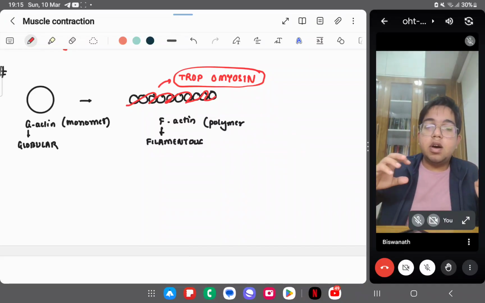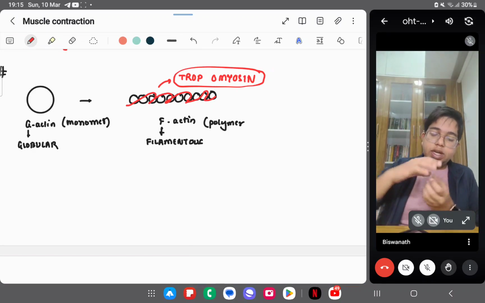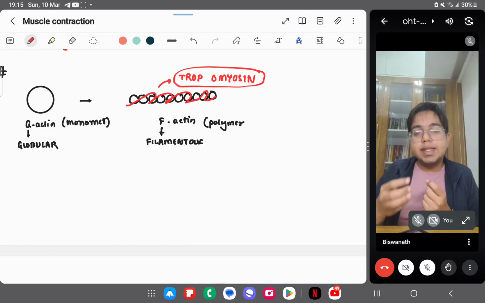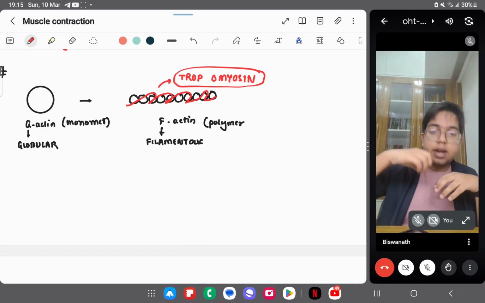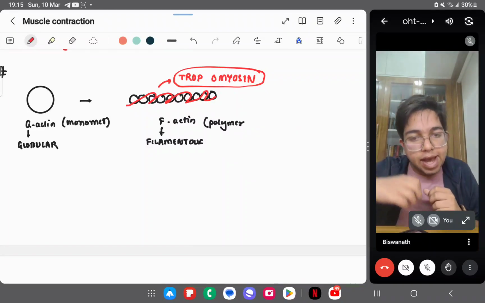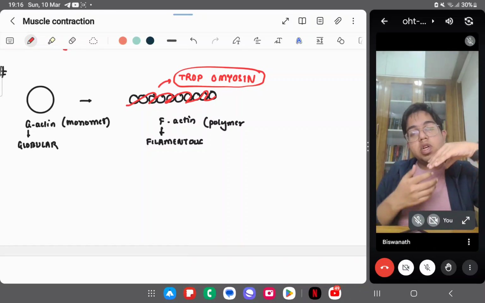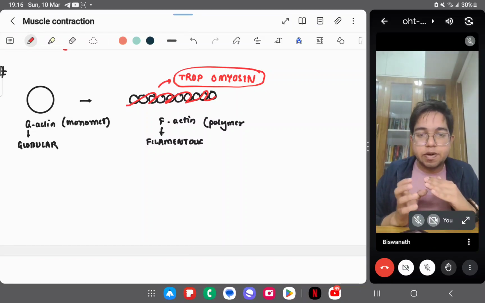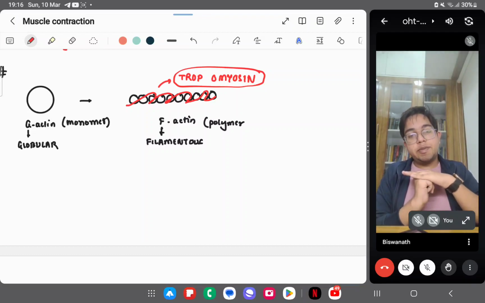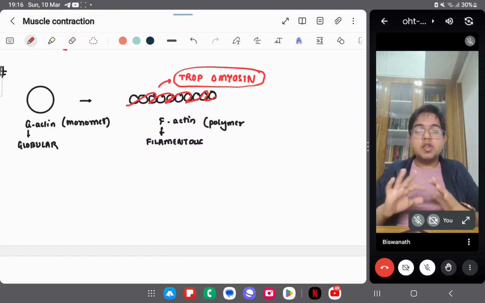But what if the tropomyosin is wound around like this? So it is blocking the myosin binding sites present upon the actin, and if it blocks the myosin binding sites, then there will be no attachment. There will be no cross bridge formation. It is called cross bridge formation. So if there is no cross bridge, how will it contract? Okay, there is no muscle contraction.